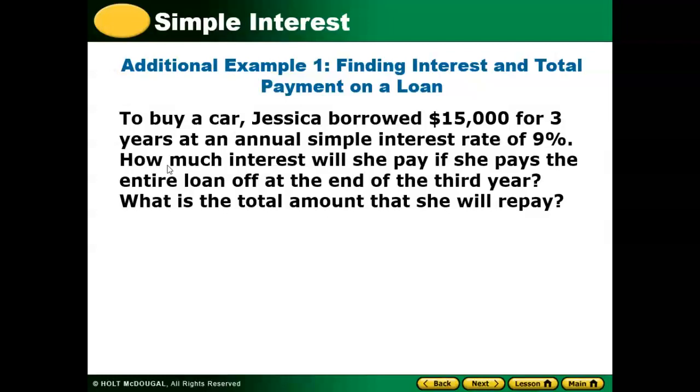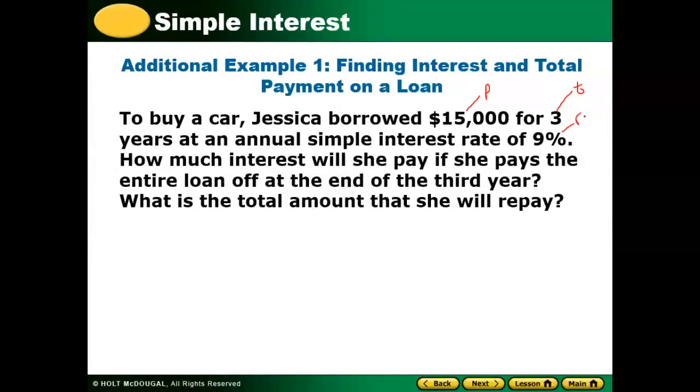What is the total amount that she will repay? So we know that she's borrowed $15,000. Maybe let's write that down. I do have most of this written out, but we know that she borrowed $15,000. So that's our principal, because that's how much we've borrowed. She's done it for 3 years, so that's our time. It's already in years, so we don't have to worry about that.